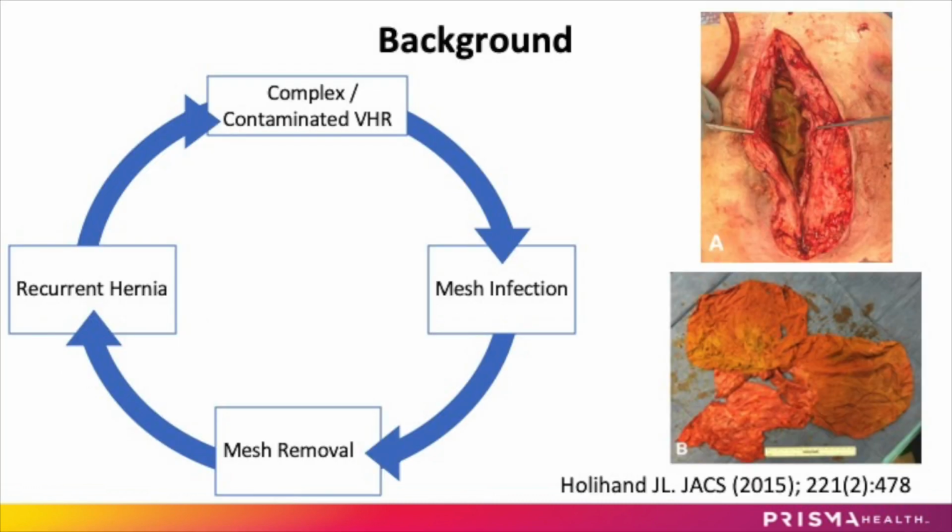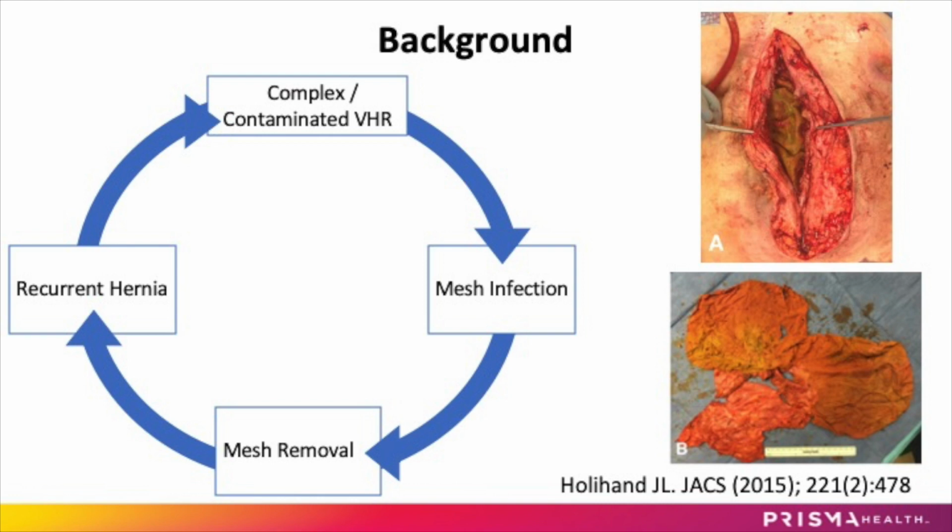One of the most feared complications of complex abdominal wall reconstruction is the risk of mesh infection. I'm sure we've all had some experience with these complex situations. Following a complex or contaminated ventral hernia repair, the risk of mesh infection may often lead to the need for mesh removal and then the invariable hernia recurrence, and ultimately an even more complicated recurrent hernia repair.